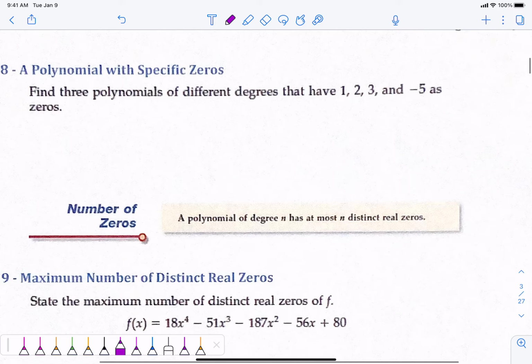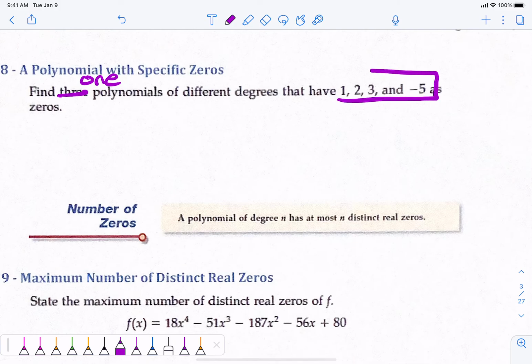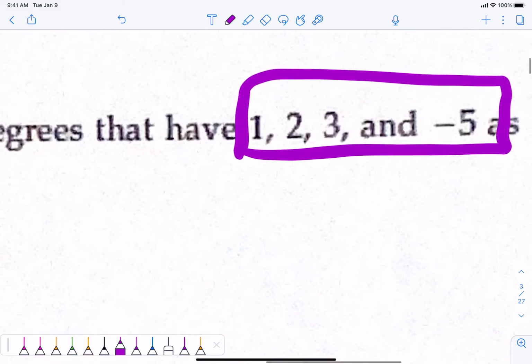Okay, find 3 polynomials of a different... We're just going to do one polynomial. Here we go. Okay, these are my zeros. Those are my answers. I have solutions that are 1, 2, 3, and negative 5. So I want to find one polynomial that has 1, 2, 3, and negative 5.